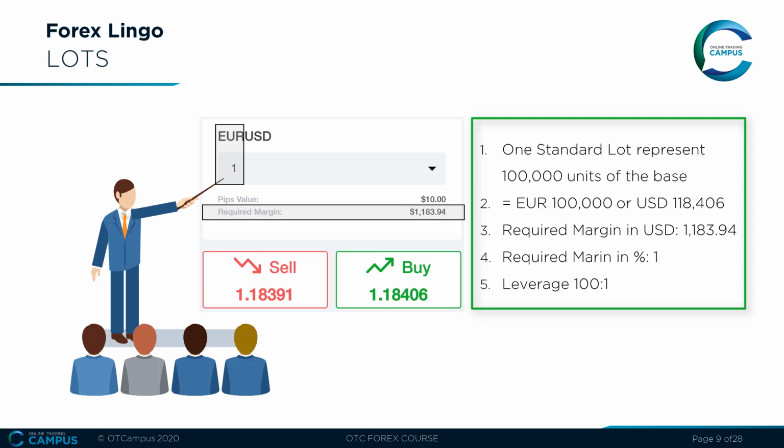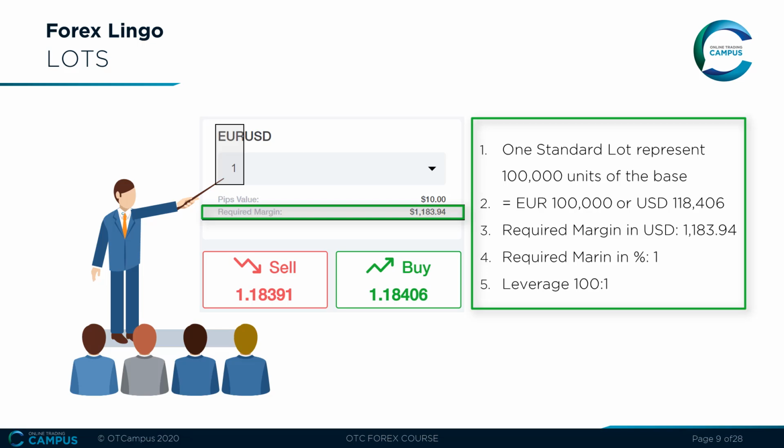Buying at 1.18406 means we would buy 100,000 euros, or $118,406 worth of euros. With a 1% margin, I only require 1% of the units purchased. Therefore, 1% of $118,406 is $1,184. Here it shows $1,000 and $183.94, which is just about the same.